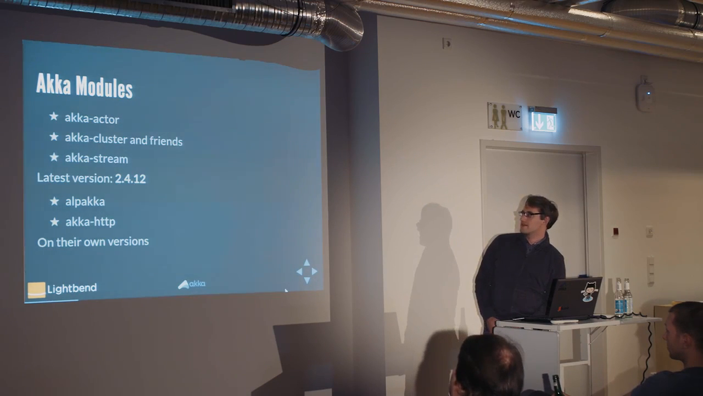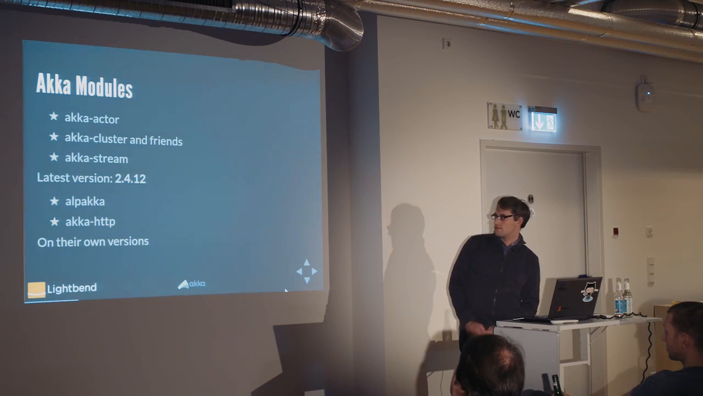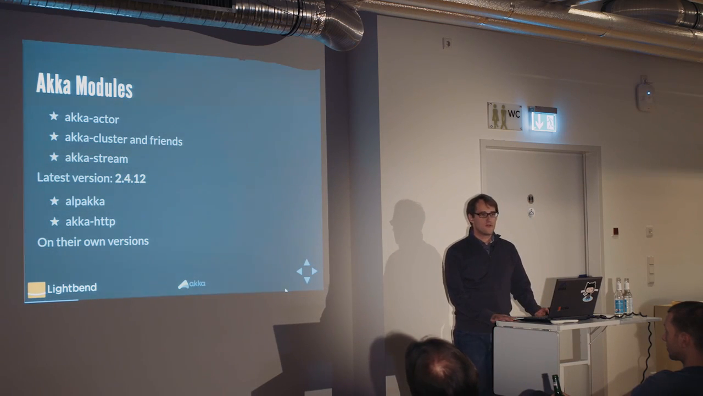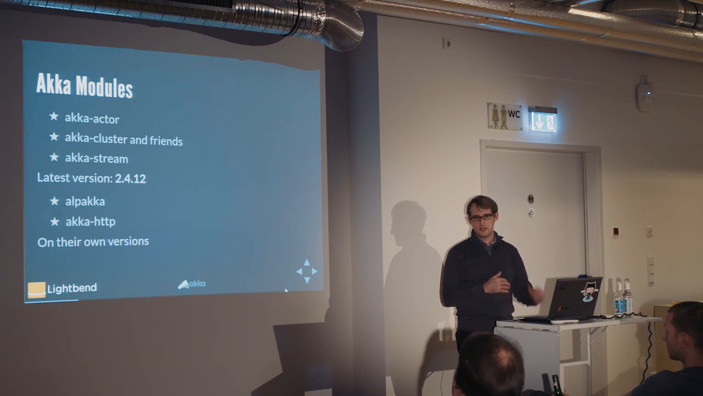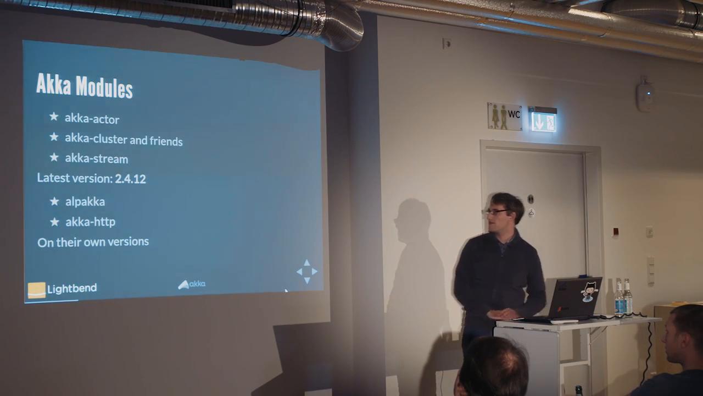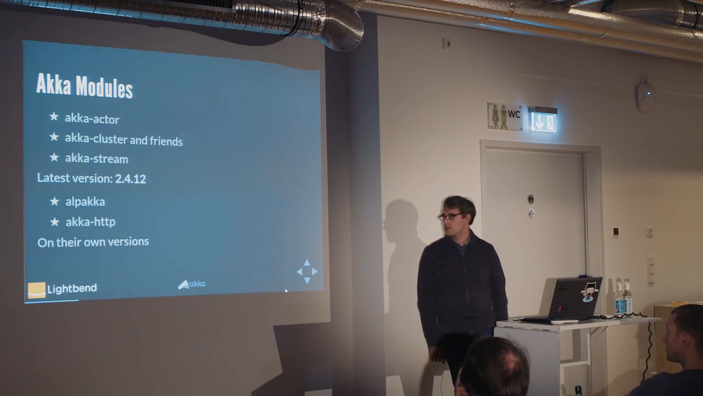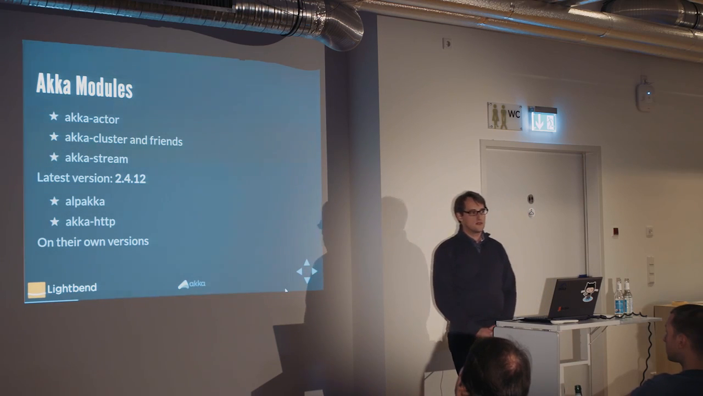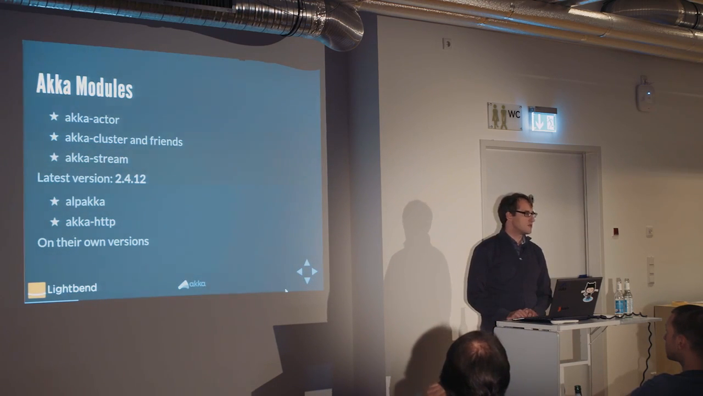Another thing to say here is that in the past, all of the Akka modules were in one single repository, and they all had only a single release cycle. This has now changed a bit. The latest version of the above modules is 2.4.12, and we now split out the Alpakka project because it wouldn't be good if we would pull in all those dependencies to all those third-party libraries into the Akka main repository, and also if we would lock the release cycle of Akka core with these extension projects.